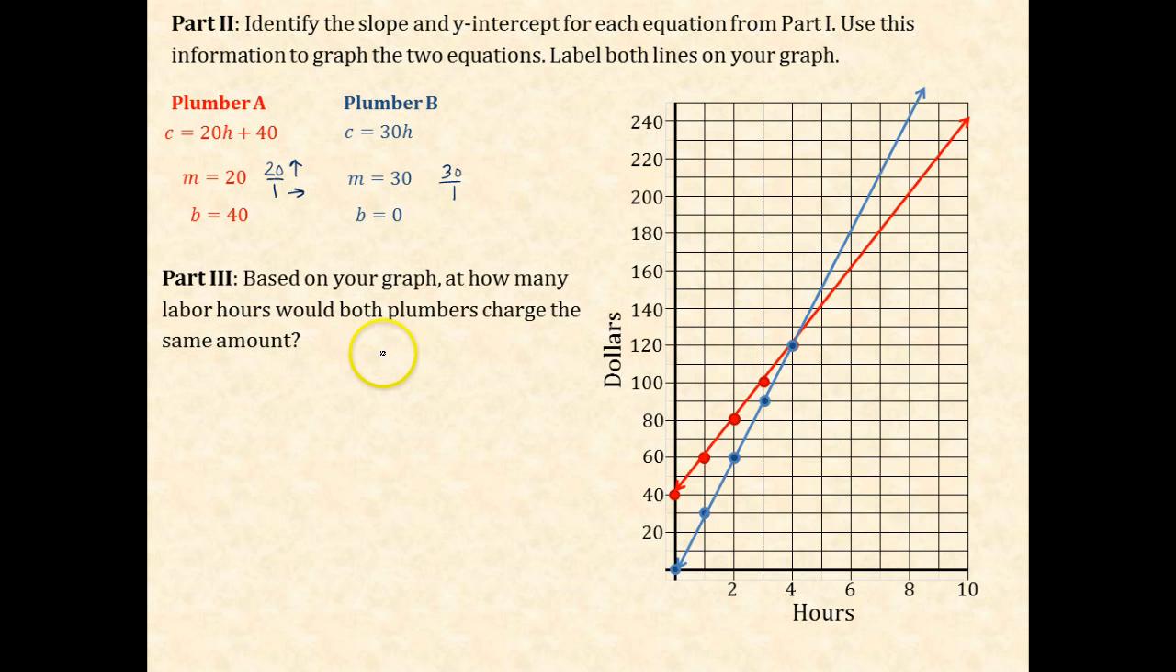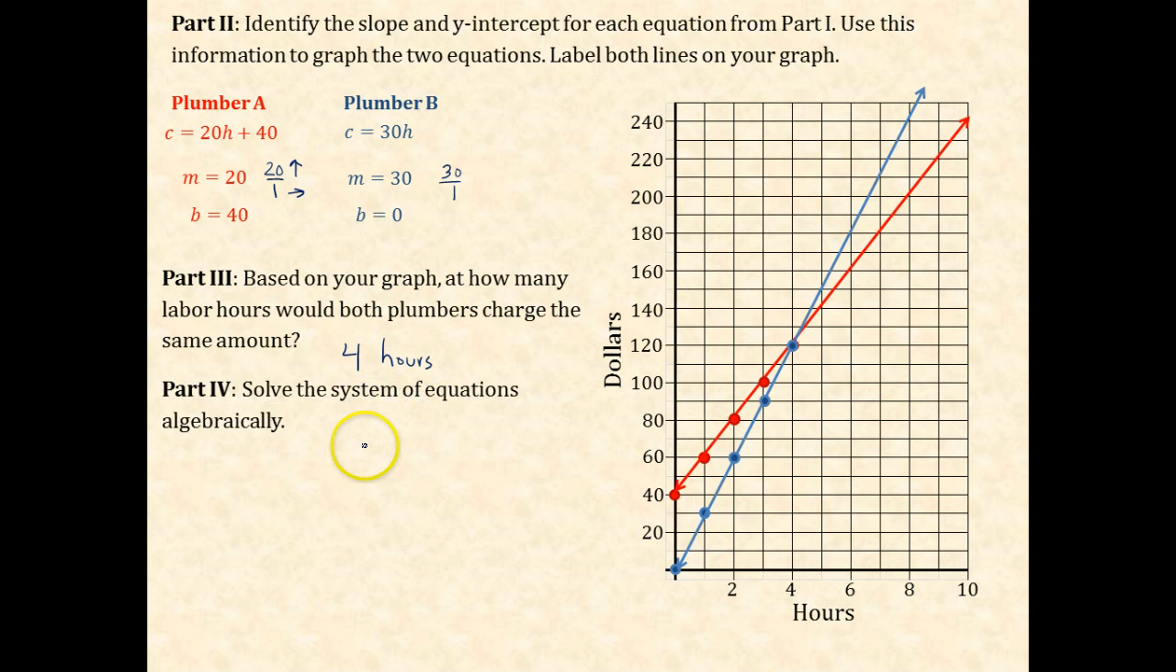Based on the graph, at how many labor hours would both plumbers charge the same amount? At 4 labor hours, we see that our lines cross. So at 4 hours, they're both charging $120. So based on your graph, how many hours would they charge the same amount? That's at 4 hours.